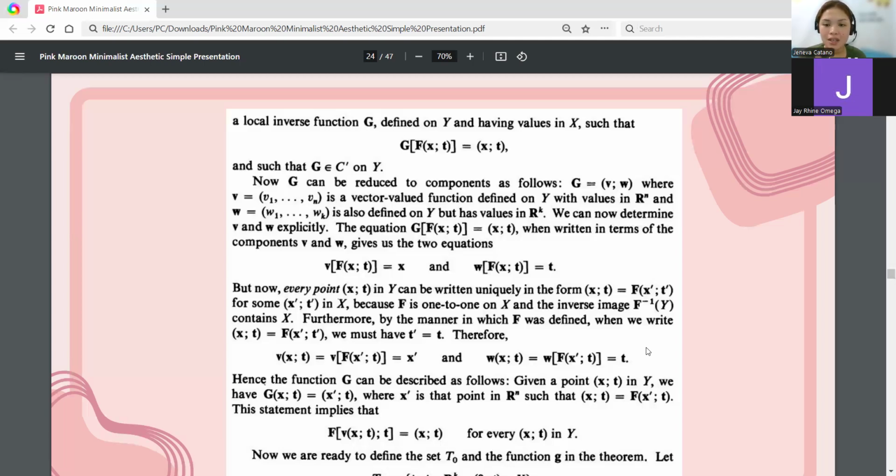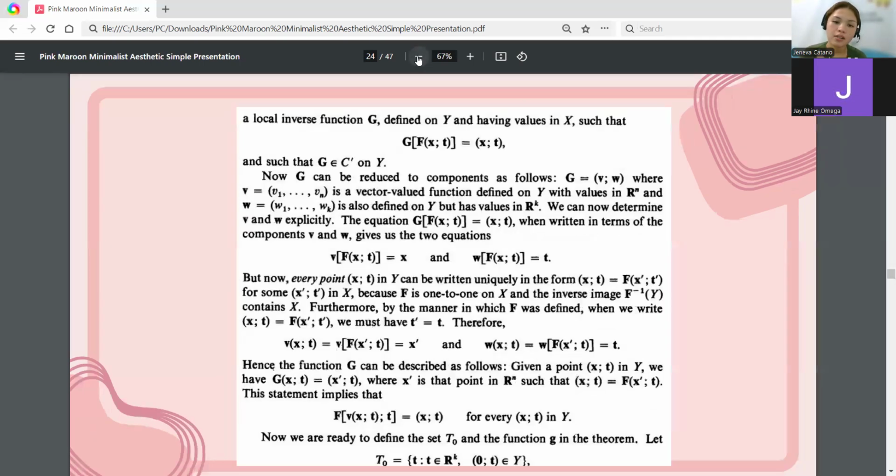But now every point (x, t) in Y can be written uniquely in the form (x, t) = f(x¹, t¹) for some x¹ and t¹ in X, because f is one-to-one on X, and the inverse image f⁻¹(Y) contains X. Furthermore, by the manner in which f was defined, when we write (x, t) = f(x¹, t¹), we must have t¹ = t. Therefore, this is the v and this is the w.